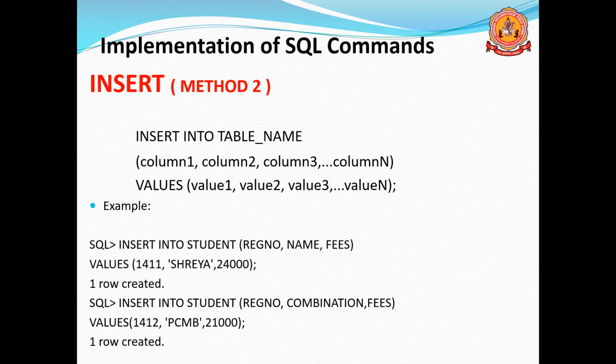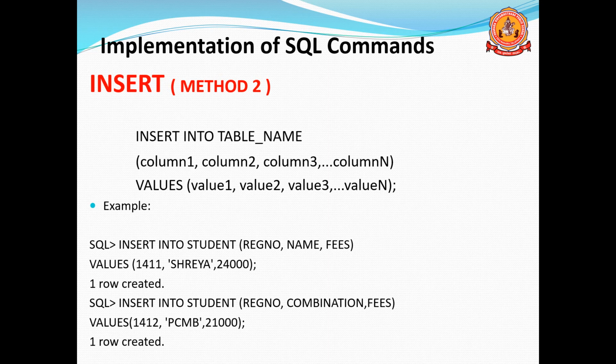So insert into table name, then brackets. Inside the brackets, you have to provide the different columns, from column 1 to column n: column 1, column 2, column 3, like that till column n. All the columns should be separated by commas. All the columns should be separated by a comma operator.